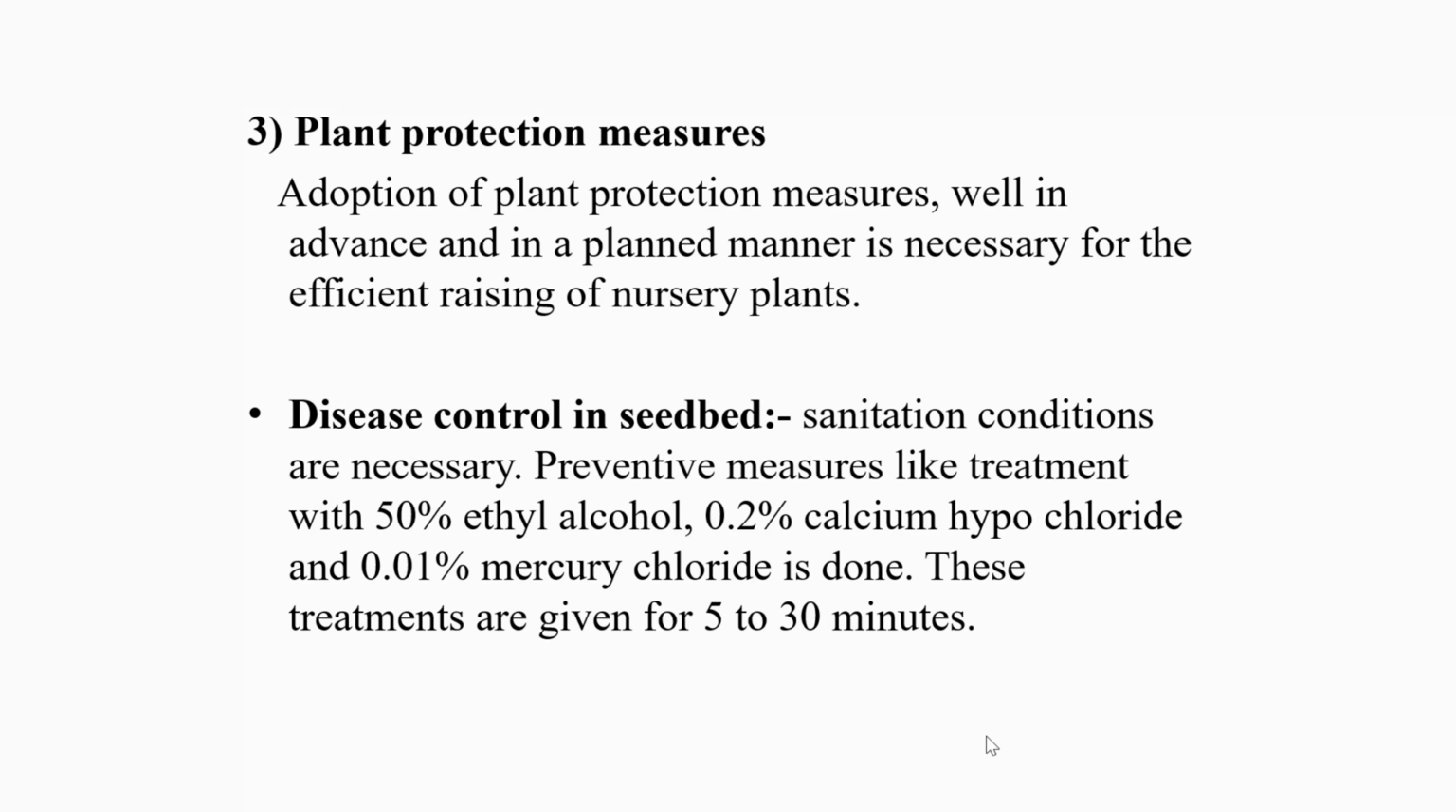Some of the seed treatments are as follows. Disinfection: the infection within the seed is eliminated by use of formaldehyde, hot water, or mercuric chloride. Hot water treatment: dry seeds are placed in hot water having a temperature of 100 degrees centigrade for 10 to 30 minutes.